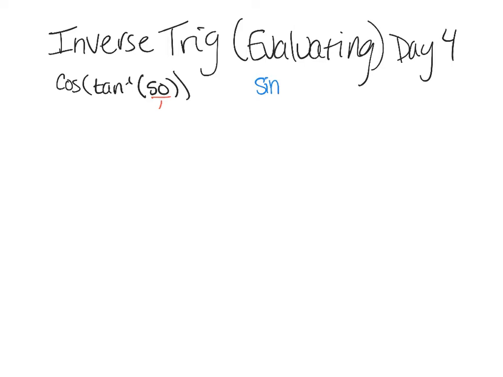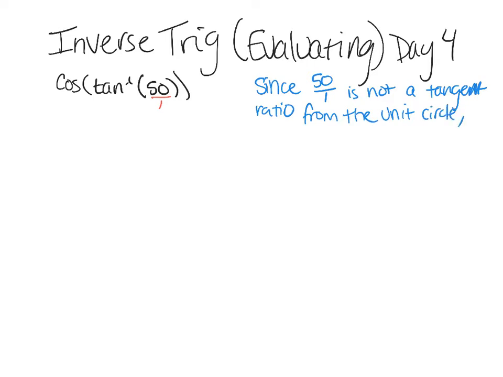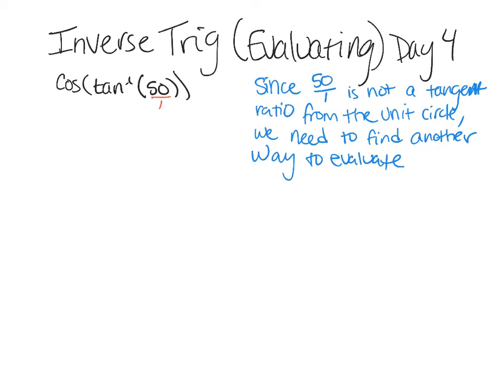Since 50 over 1 is not a tangent ratio that we may recognize from the unit circle, like root 3 over 3 or 1 or root 3, something like that, since it's not any of those from the unit circle, we need to find another way to evaluate.